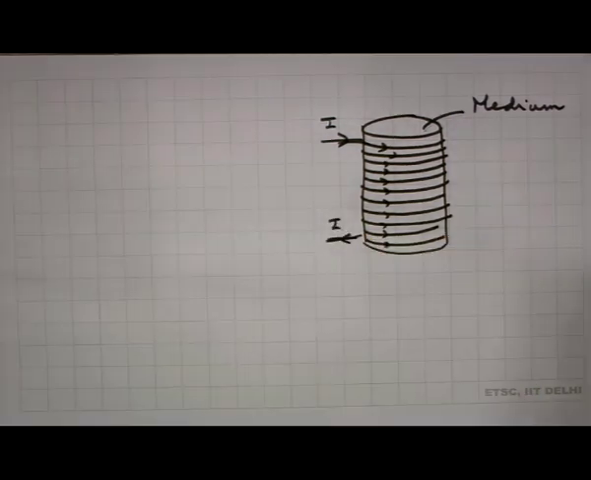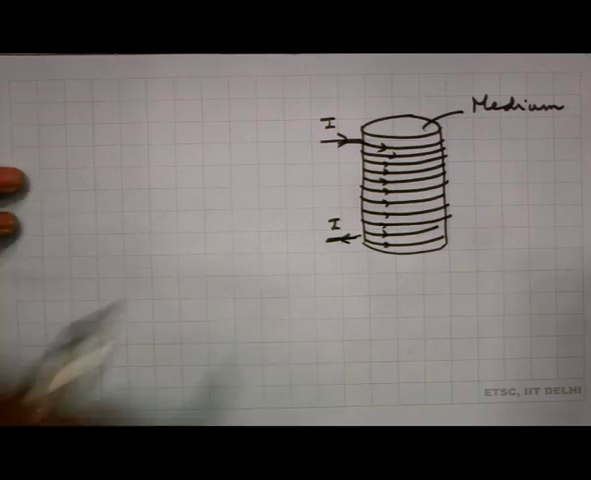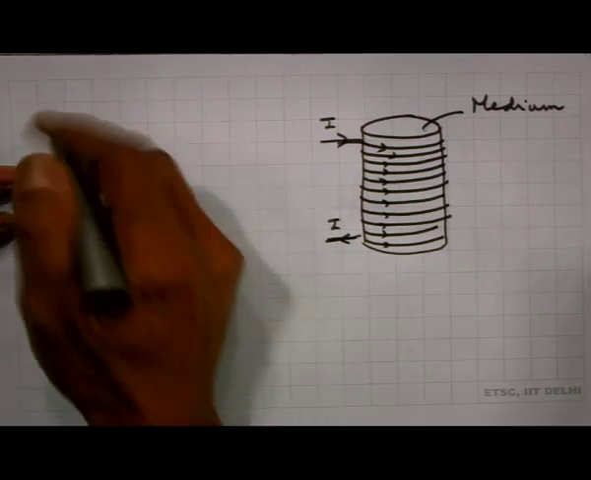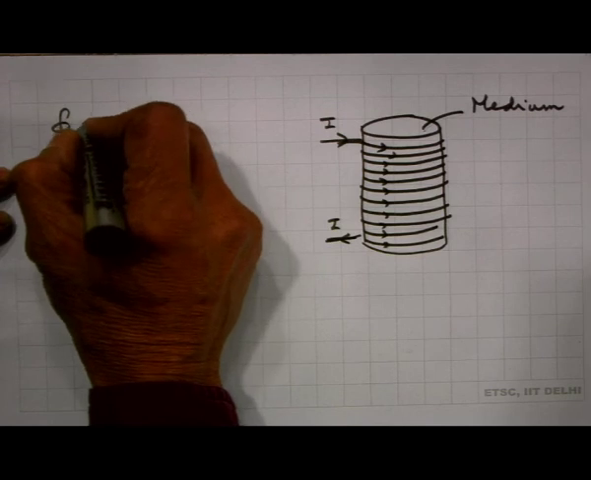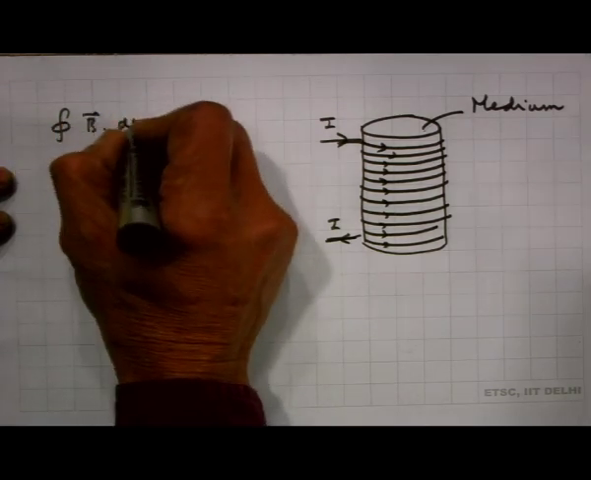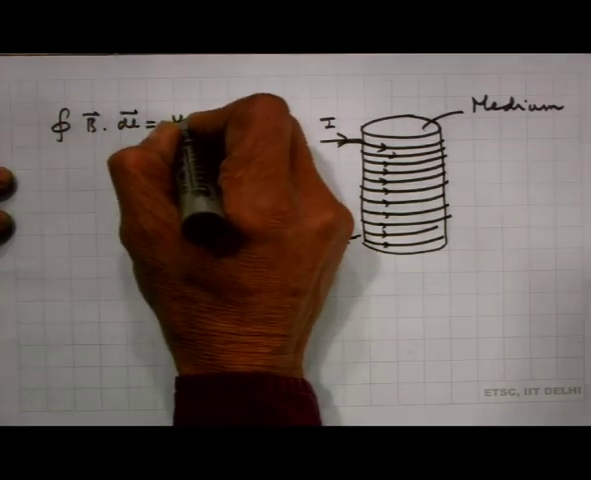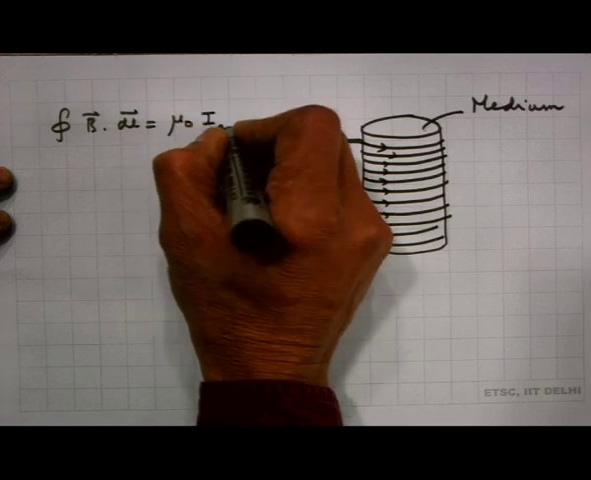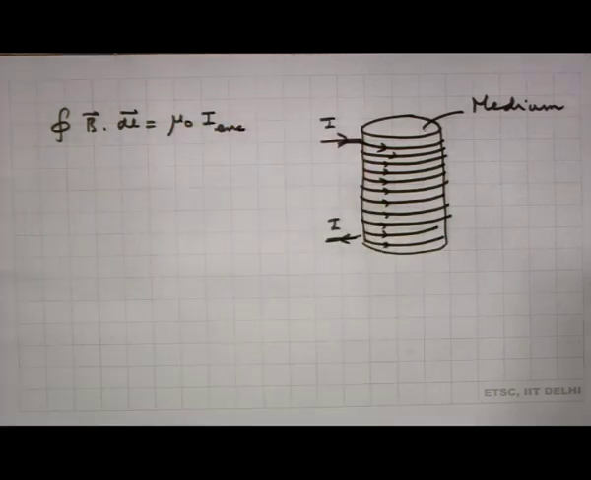Now, what is Ampere's law? Ampere's law tells me the integral of B dot dl is equal to mu 0 times the current enclosed. The integral of B dot dl, where B is the magnetic field, is equal to mu naught into I enclosed.